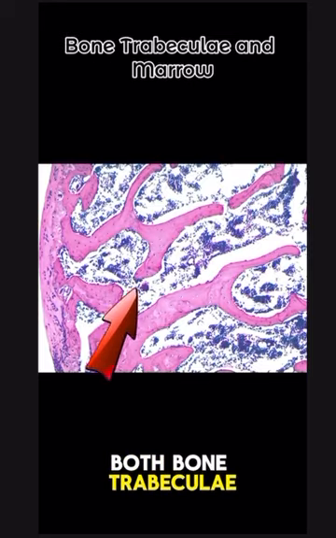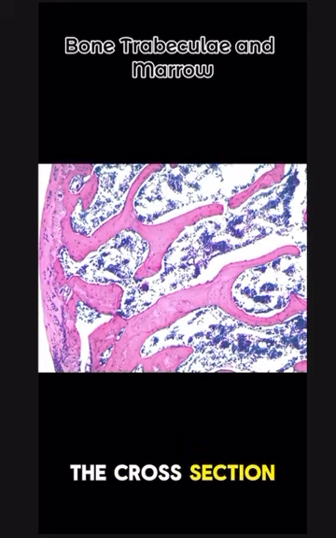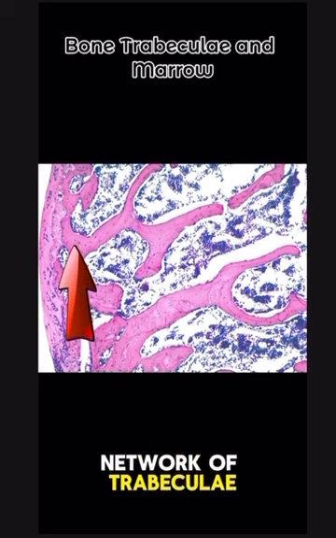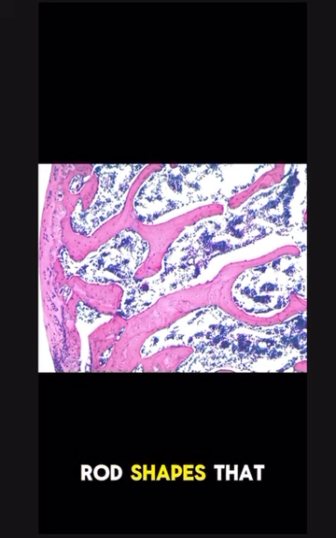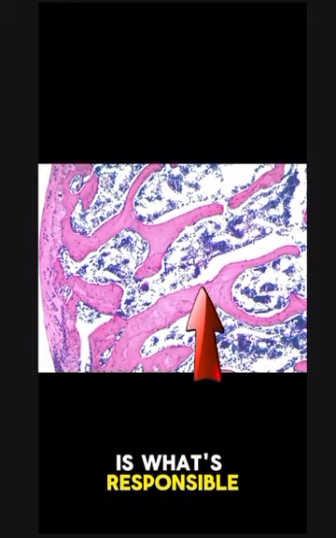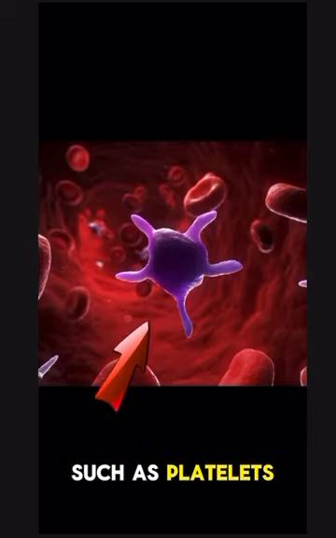Both bone trabeculae and bone marrow are present in the cross-section of spongy bone. Bone trabeculae form a network of trabeculae, which are thin, either plate or rod shapes that form the spongy network in bones. Bone marrow is what's responsible for producing blood cells, such as platelets.